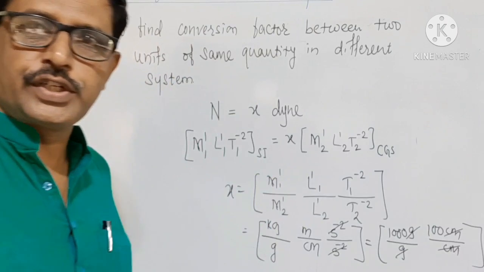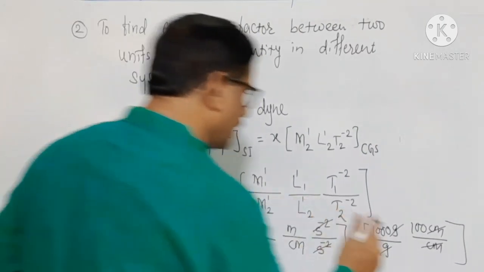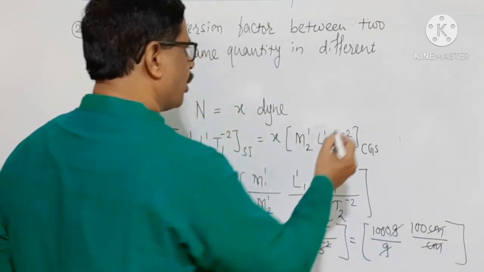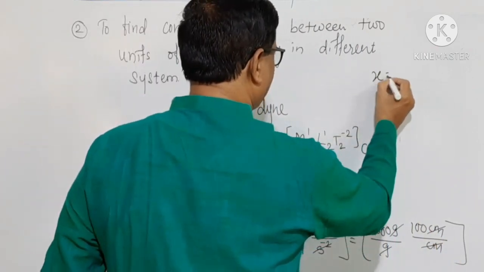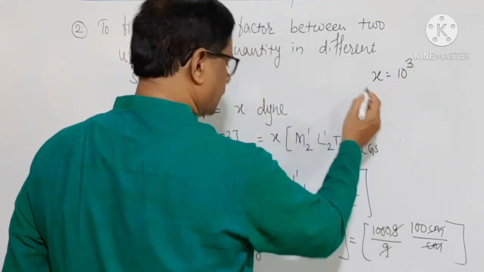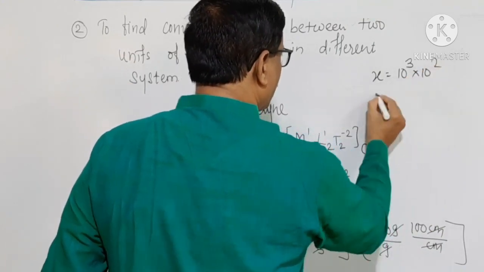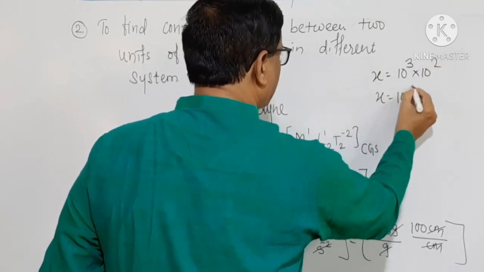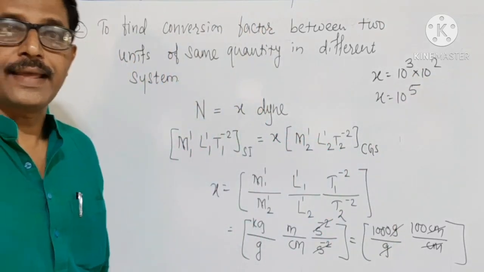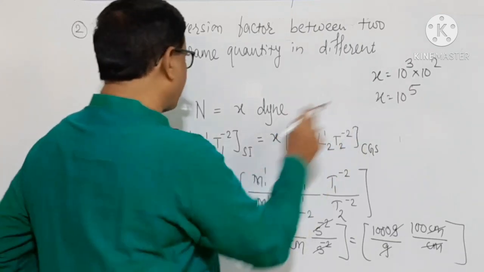What is 1000 into 100? The value of x finally calculated is 1000, which means 10 to the power 3, and 100 is 10 to the power of 2. Therefore, you will get x equal to 10 to the power of 5. And hence, the conversion factor that we will get is 10 to the power 5.